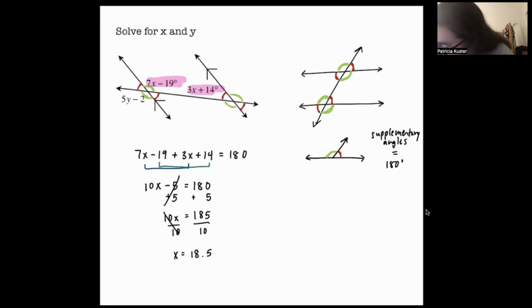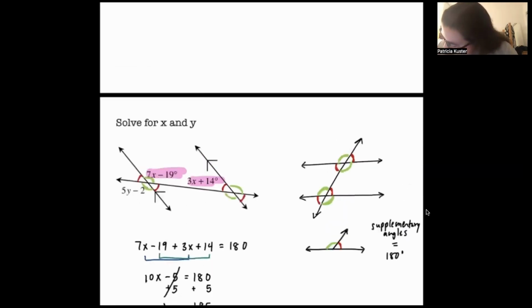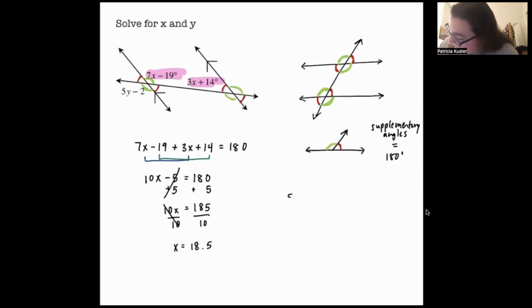So what we have to do to solve for y is, again, look at our relationships in the geometry. You can see that the angle that has y in it is one of those green obtuse angles. All four of these green obtuse angles are congruent. That's one of the rules of a transversal. You have two angles, an obtuse and an acute. These are all congruent. So that means that 5y minus 2 must equal 7x minus 19. So 5y minus 2 equals 7x minus 19.